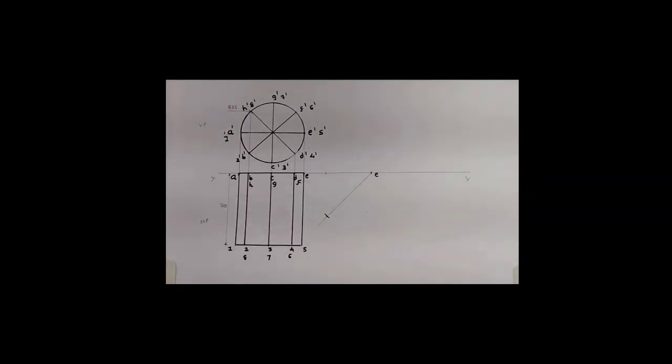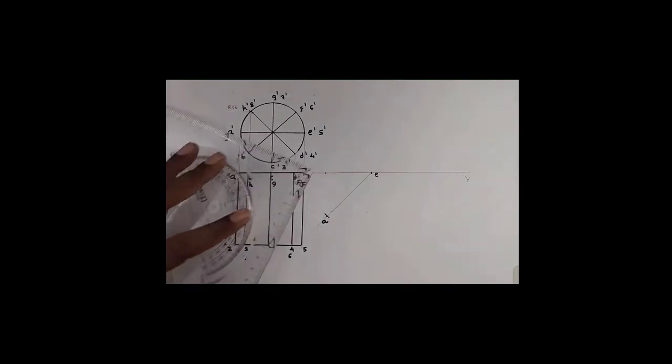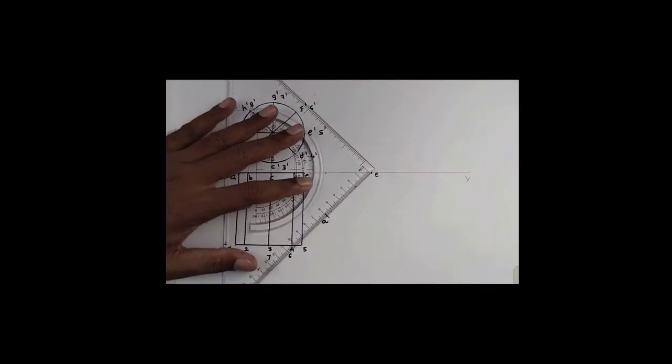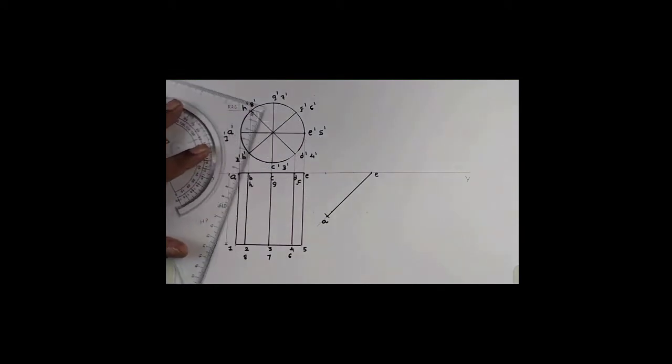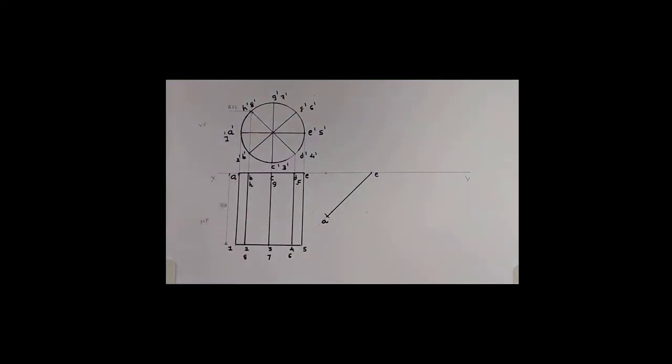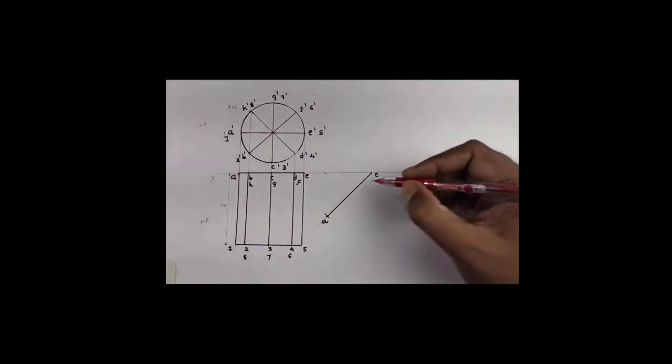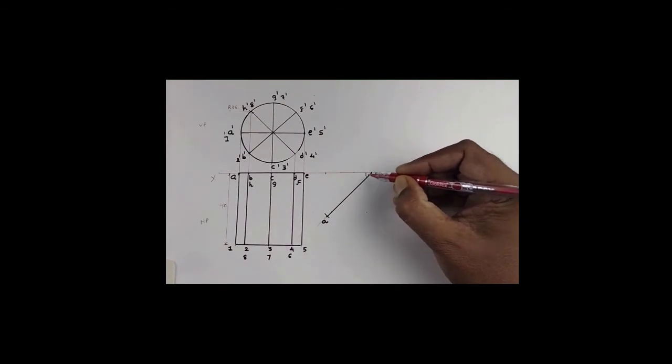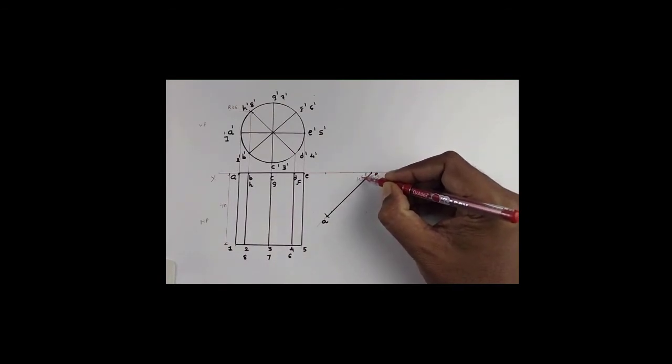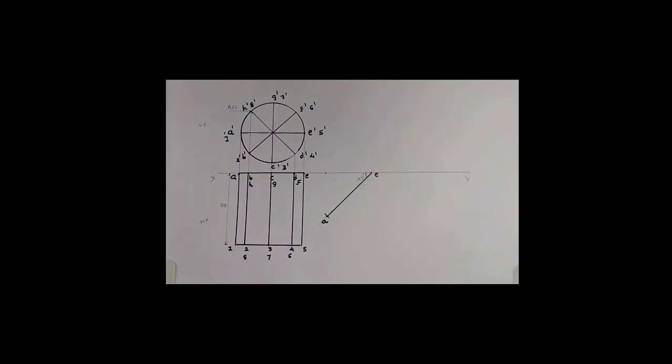Now we mark the A point, we join the EA, we can say the base inclined to VP 45 degree.